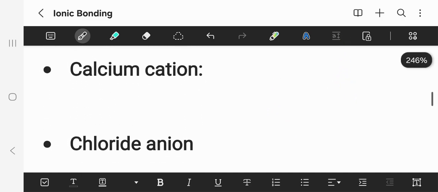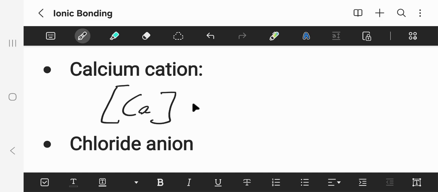Then another example here would be a calcium cation. With a calcium cation, we remember that calcium is located in group 2. And if it's in group 2, that means it's going to lose 2 electrons. So here I would have Ca for calcium, and then at the top here I would have 2+. This means that calcium has lost 2 valence electrons. Okay, and this is how the Lewis structure would be.